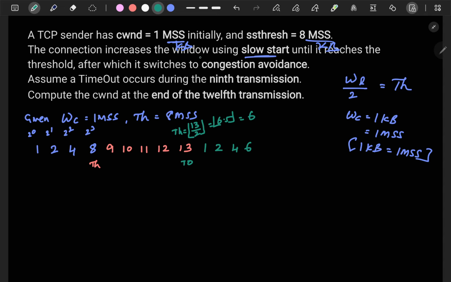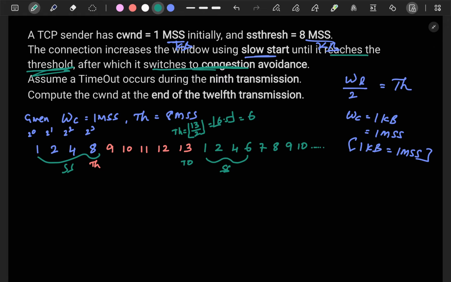The window grows using slow start until it reaches the threshold, so it keeps growing exponentially until then. This is also a slow start phase, because we have calculated a new threshold. After the new threshold, it switches to the congestion avoidance phase. That means it will grow slowly: after that 7, 8, 9, 10, like this it keeps on growing linearly until it reaches the receiver maximum window size.